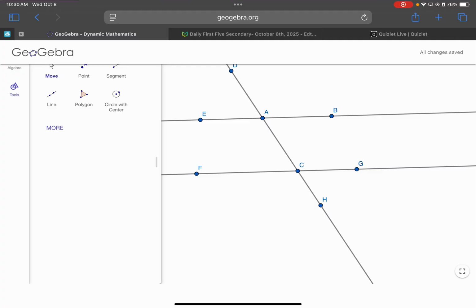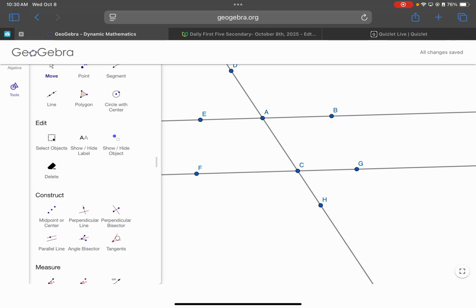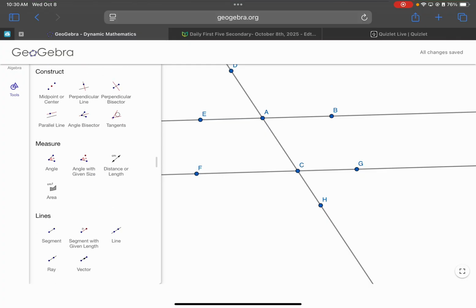Here's what I want you to do. First step, click the More button. It should drop down a few other options. Scroll down to the Measure and click Angle. So we are clicking this button right here, Measure Angle. Click it and it should be highlighted. Your job is going to be to measure all of our 8 special angles, and here's how you do it.